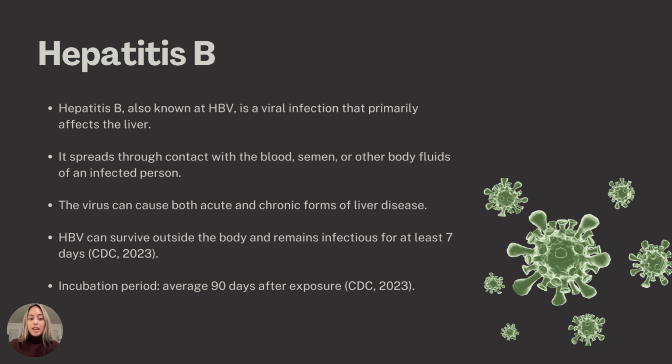So this is a viral infection that spreads primarily through contact with the blood, semen, or other bodily fluids of an infected person. And the virus can cause both acute and chronic forms of liver disease. The virus can survive outside the body and remain infectious for at least 7 days. And the incubation period averages around 90 days after exposure.